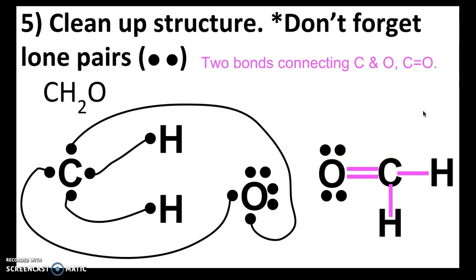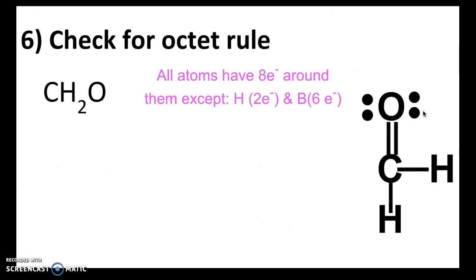All right, so now that I have a cleaned up structure, the last step is to check for the octet rule. Basically, I'm going to check my structure and make sure it makes sense. And remember, the octet rule says all atoms must have 8 electrons around them, except for hydrogen and boron. So let's start with our central atom, our carbon. I'm going to only focus on the electrons that are touching the carbon. Remember, electrons can come in the form of lone pair electrons, like the 2 dots here, or they can come in the form of bonds.